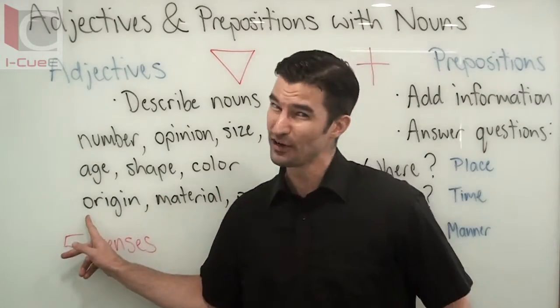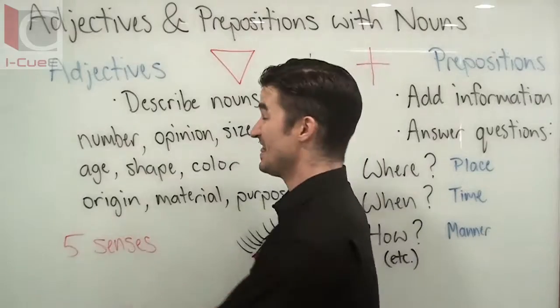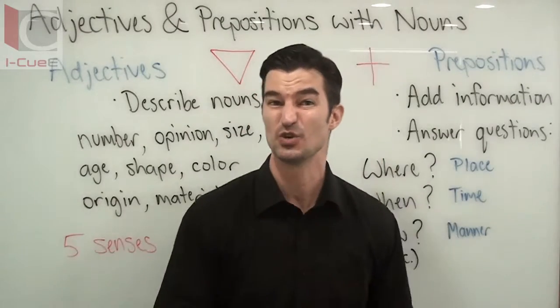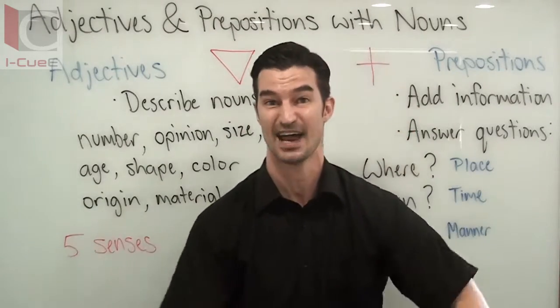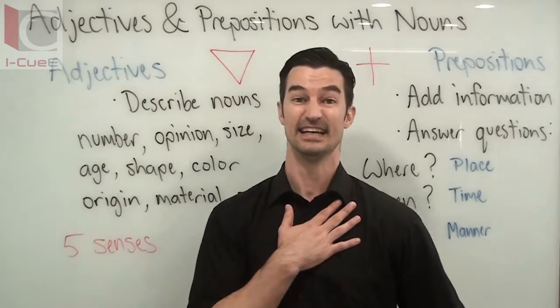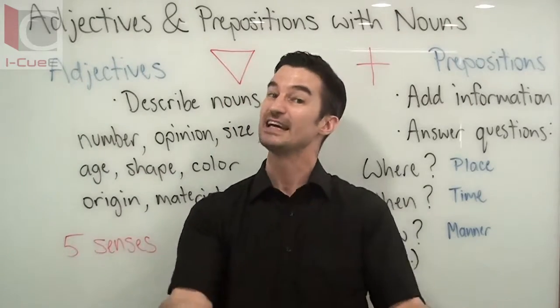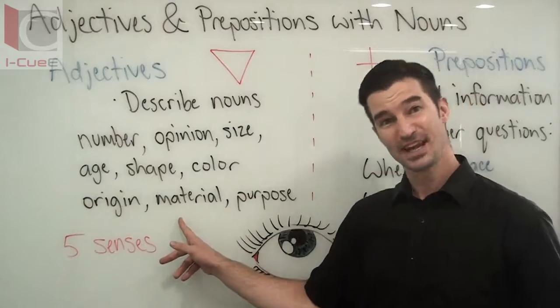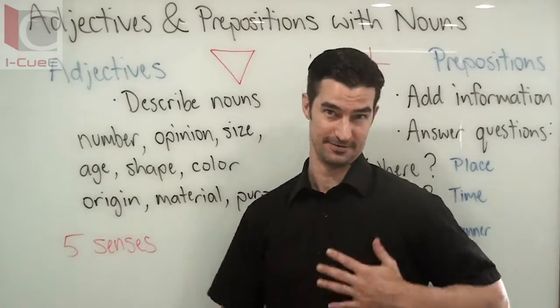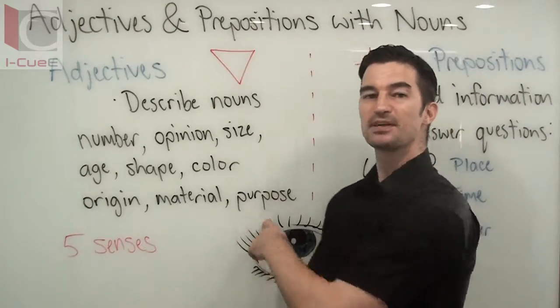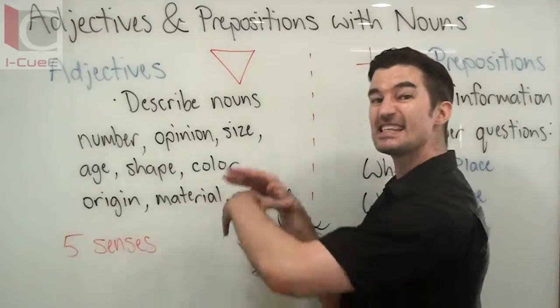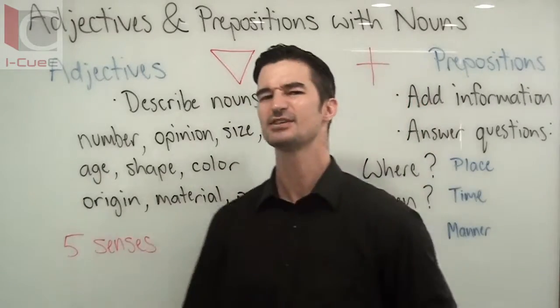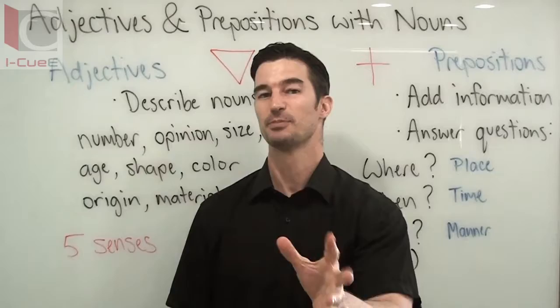And then the origin. That's where it comes from. This will usually use some sort of country adjective, like Canadian, American, or Korean. And then the material. What is it made out of? And then the purpose or the function. This is the order of adjectives, and we'll get into some examples a little bit later.